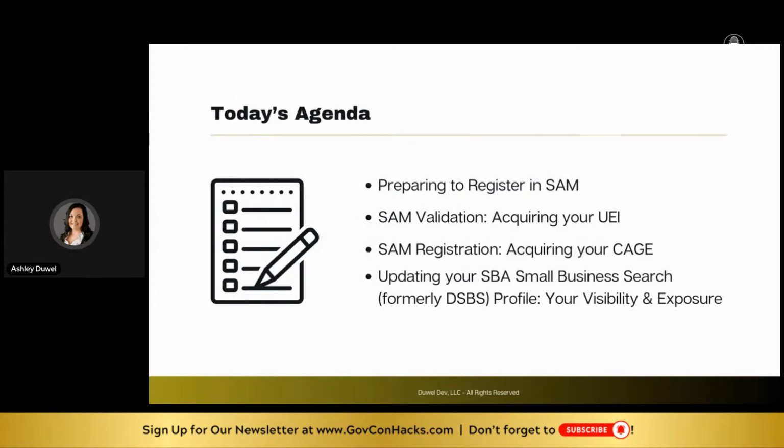For our agenda today, we are going to talk about how to prepare to register in SAM.gov first and foremost, how to validate your entity to acquire your unique entity identifier or UEI, how to complete your entire SAM registration, which includes acquiring your cage code, and again, updating your SBA profile, which is formerly known as the Dynamic Small Business Search.